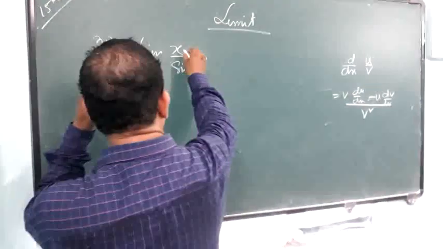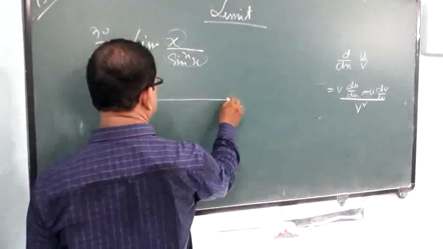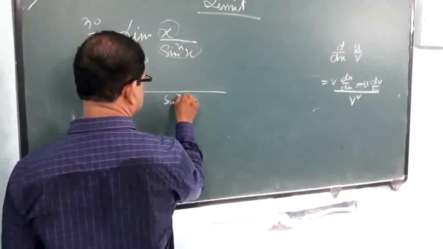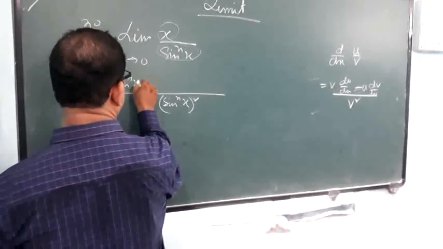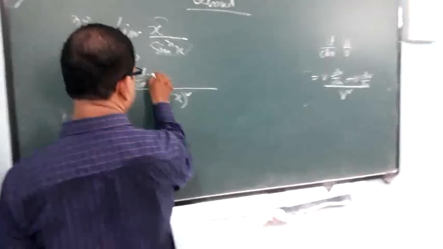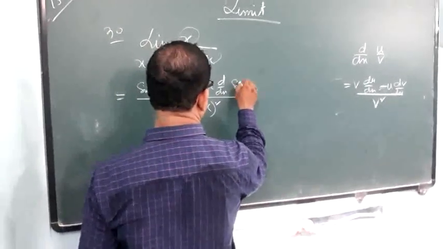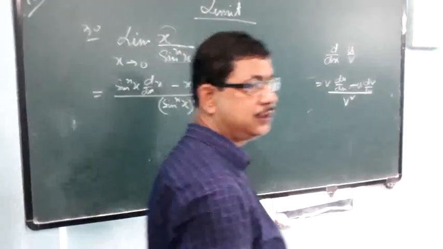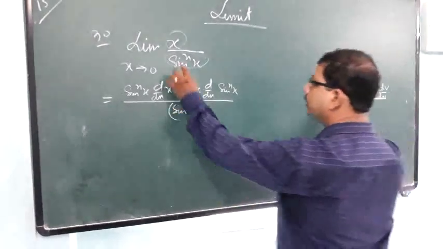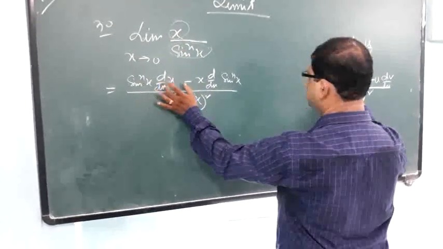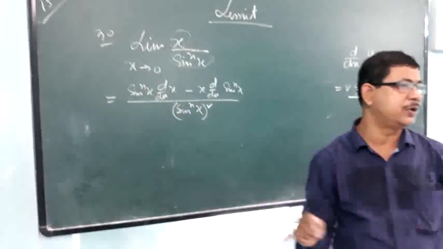So if we consider this one as u and this one as v, then it will be (sin^n x) whole square, sin^n x d/dx of x minus x d/dx of sin^n x. Is it clear? So we found v into du/dx, v is this, du/dx is this, minus u is this, dv/dx is this. So those things we have written.